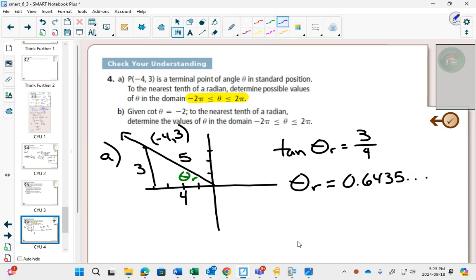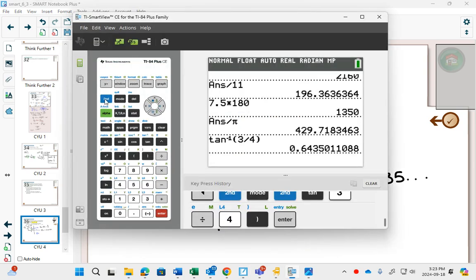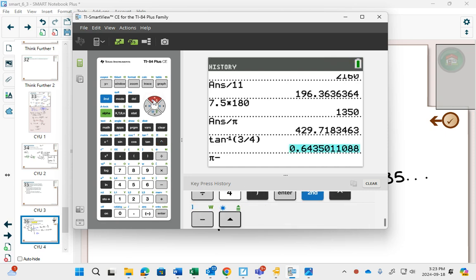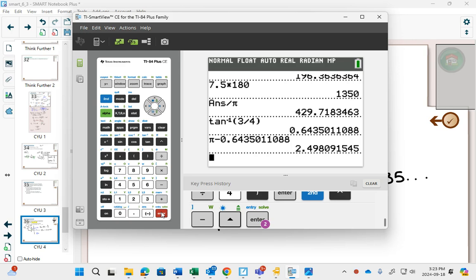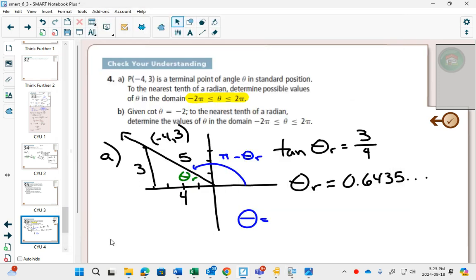In degrees, if you wanted to find this blue angle in the standard position, and it was 36 degrees, what would you do? You would do 180 degrees minus 36 degrees. But now we're thinking in radians. How far is it halfway around? That's pi minus your reference angle. And so that angle theta is going to be pi minus this answer. 2.498. What does it want me to round to? To the nearest tenth. 2.5.